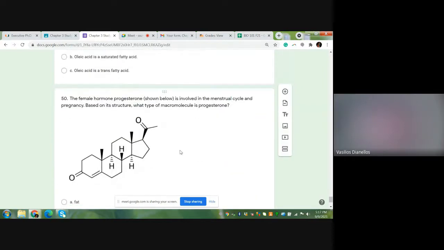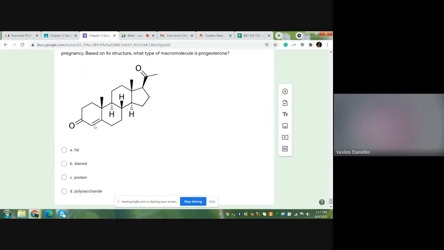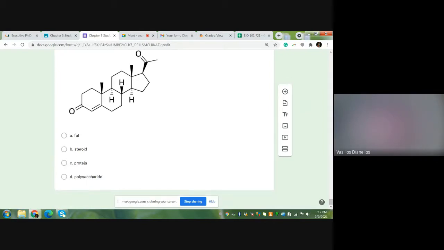The female hormone progesterone, which you can see right here, is involved in the menstrual cycle and pregnancy. Based on its structure, what type of macromolecule is it? And again, hopefully you should recognize the fact that there's these 1, 2, 3, 4 rings, and that is a steroid. There's not much to say. Again, you should know that a fat is a glycerol and 3 fatty acids. You should know that a protein is a string of amino acids. You should know that a polysaccharide is a string of monosaccharides. So those are the 2 different ways that you should know the answer is B, steroid. Even if you don't recognize that as steroid, you should recognize this not as any of these other 3 things. So any questions about anything?